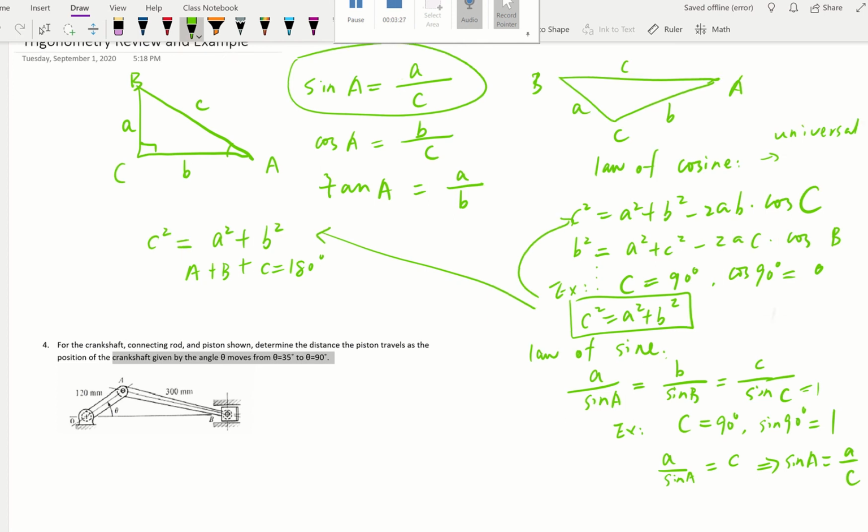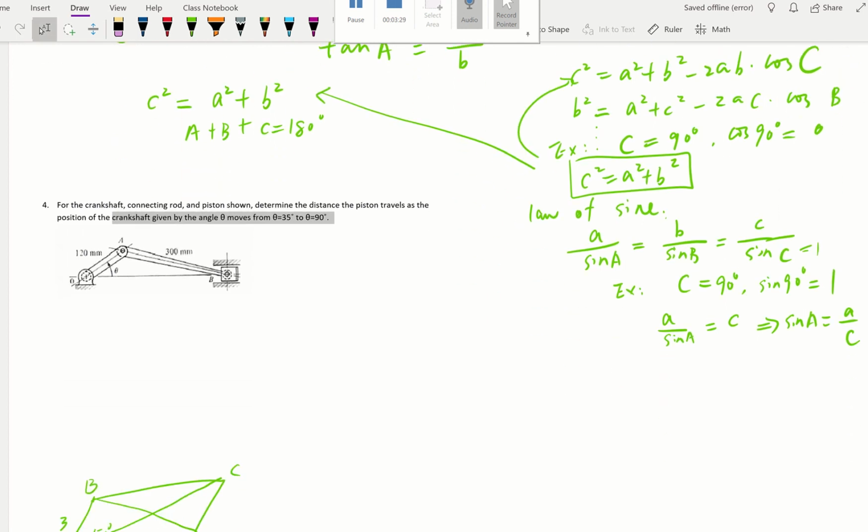Now let's look at an example you're going to use for the engineering concept here. Now let's look at this one. There's a crankshaft, a connecting rod and a piston. So there's a piston right here and there's a connecting rod. Then I want you to determine the distance this piston travels as the position of the crankshaft is given.